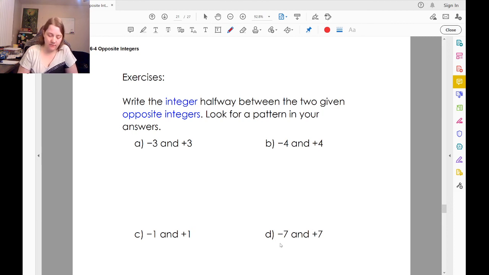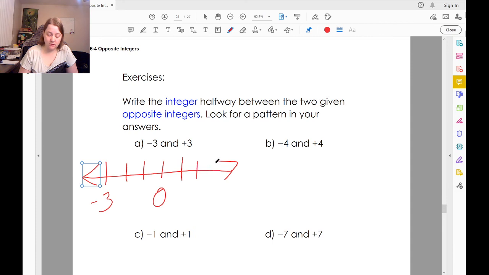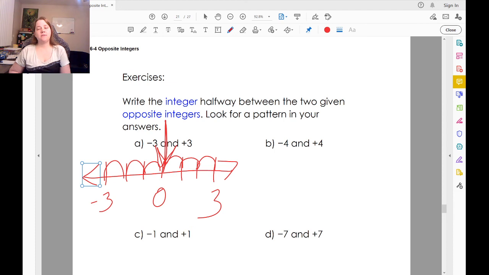Welcome back. Let's go ahead and take a look here between -3 and +3. So -3, -2, -1, 0, 1, 2, 3. Step in, step in, step in, step in, step in, step. Oh, look. Our midpoint's at 0. How nice. I don't have to write a number.